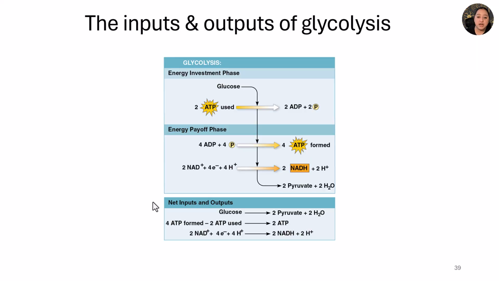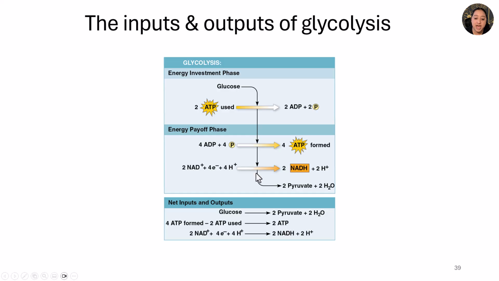So here is an overview of the phases. This is the energy investment phase. You feed in 1 glucose molecule. You use up 2 ATP at this point so that you can use that energy to split the glucose molecule. So at this point you used up 2 ATP. But in the energy payoff phase, you make 4 ATP.